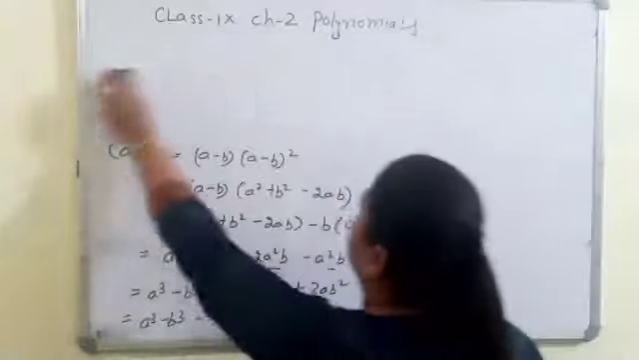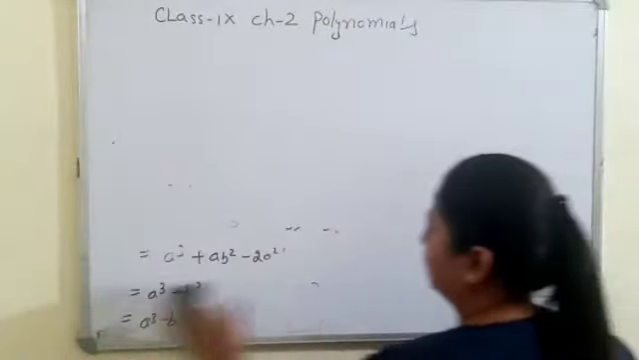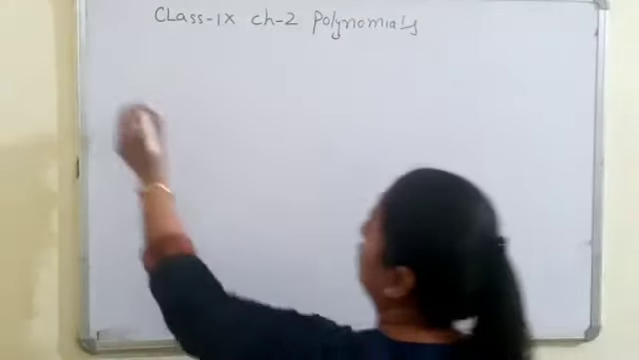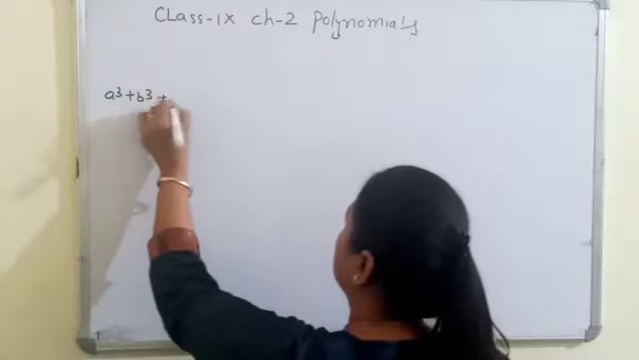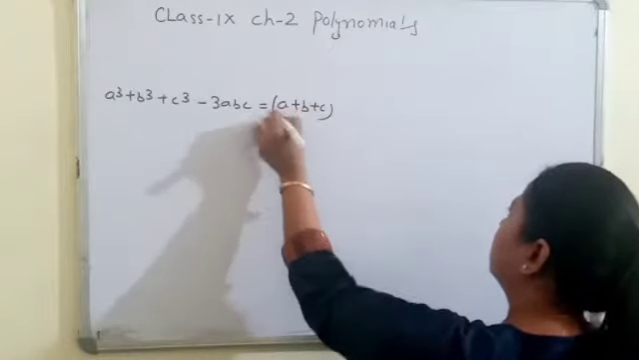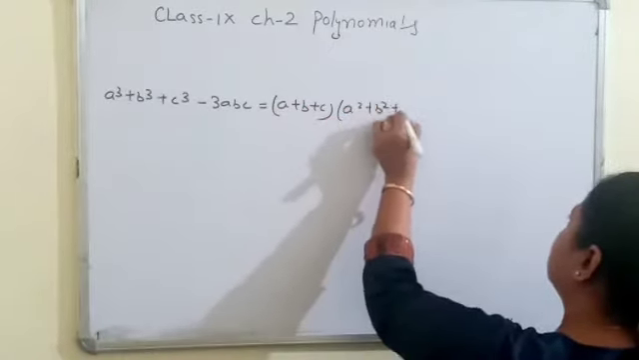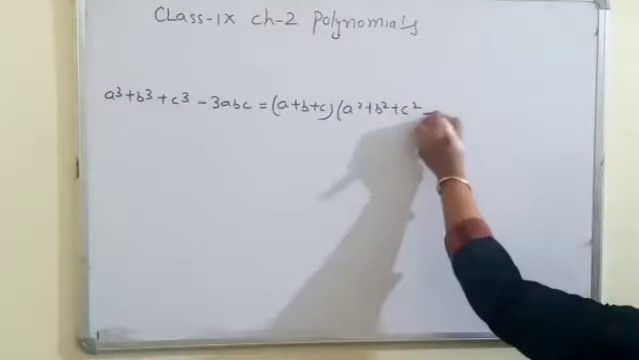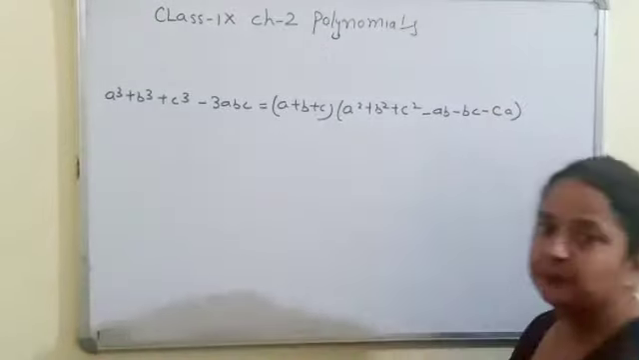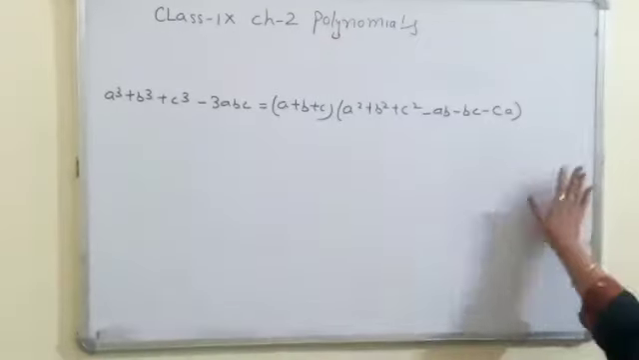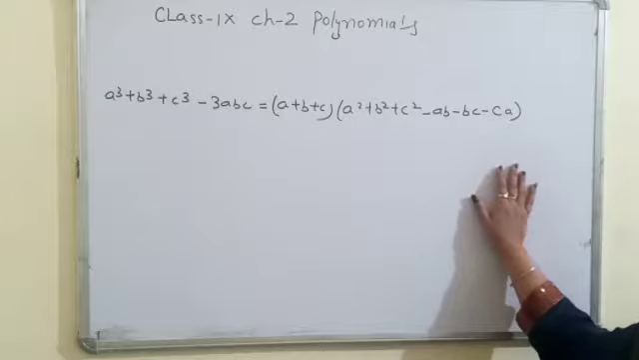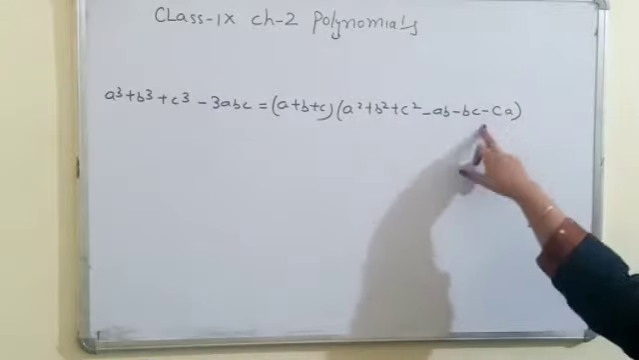And the next is a cube plus b cube plus c cube minus 3abc is equal to (a plus b plus c) (a square plus b square plus c square minus ab minus bc minus ca). We have to derive this. a cube plus b cube plus c cube minus 3abc is equal to (a plus b plus c) into (a square plus b square plus c square minus ab minus bc minus ca).